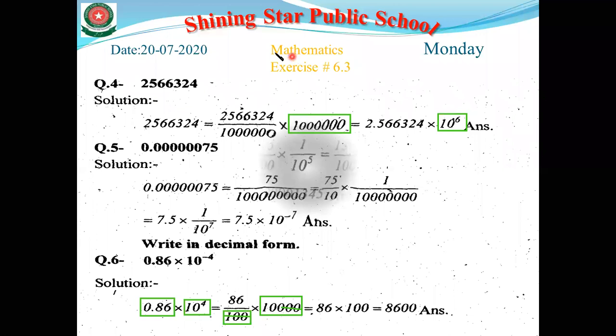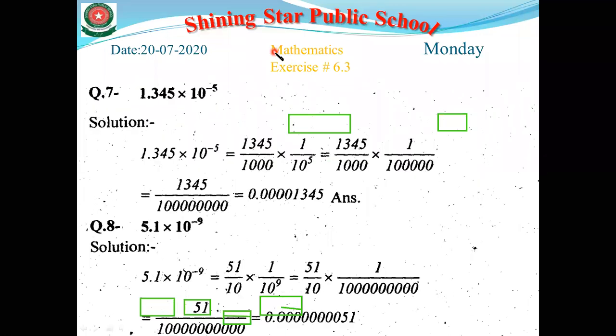Question number 7. Now we know that here is 1.345. So we write here 1 and 3 zeros, because after the point we have 3 digits. So that's why we write here 1000.